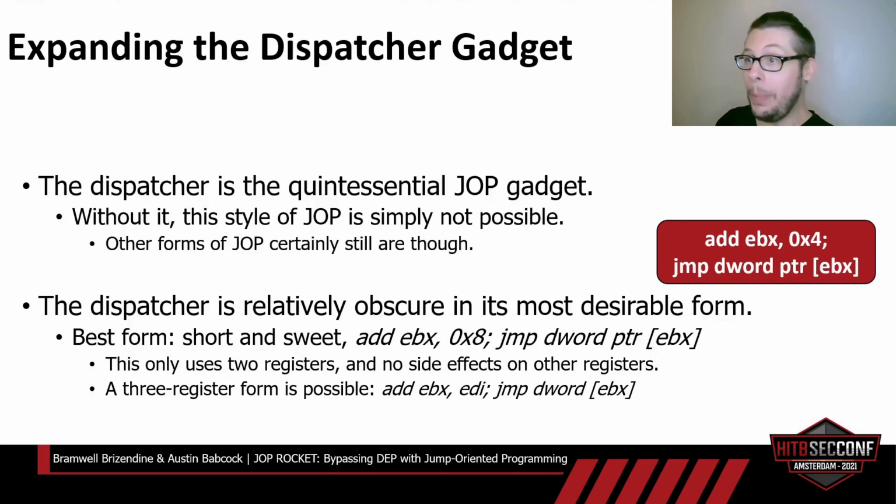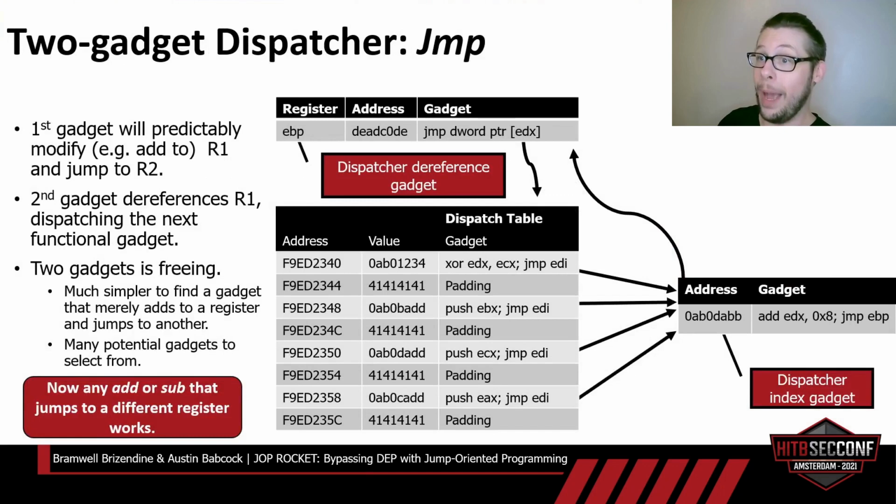So I gave it a little bit of thought, and it just kind of came to me relatively quickly. And what I came upon was expanding it to a two-gadget dispatcher. So what if we could instead add to a register, make a non-dereference, just a traditional indirect jump to a different register, let's say EBP, and then the next gadget, all that it does is make a dereference jump to the first register. And turns out it actually works.